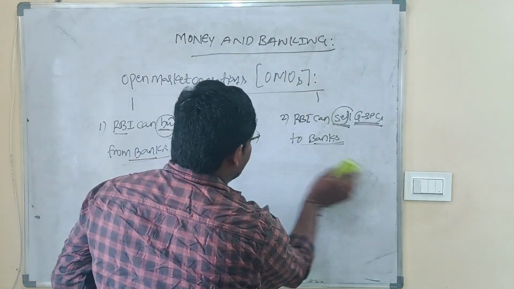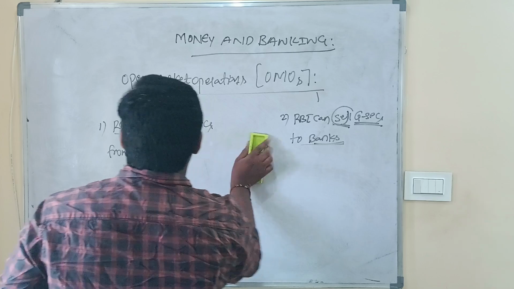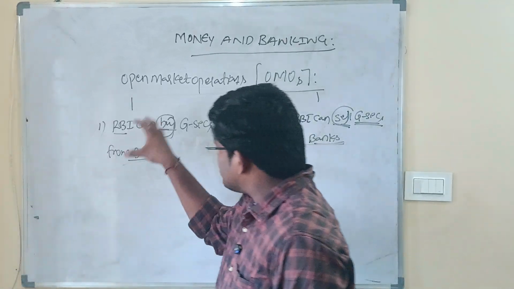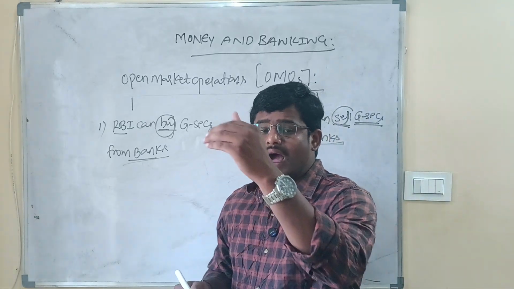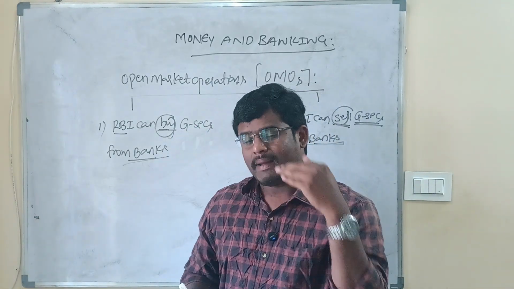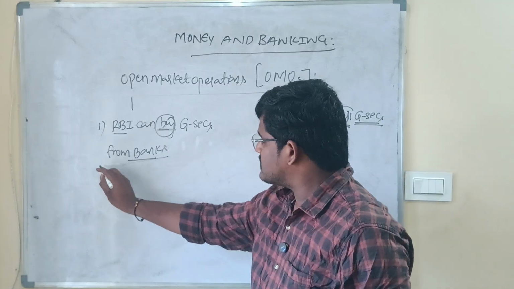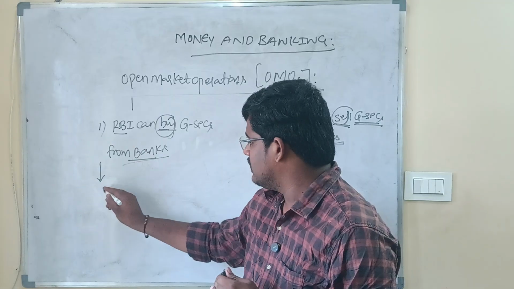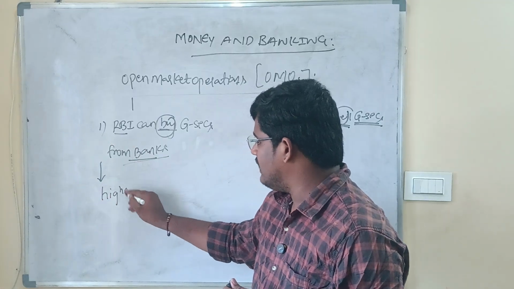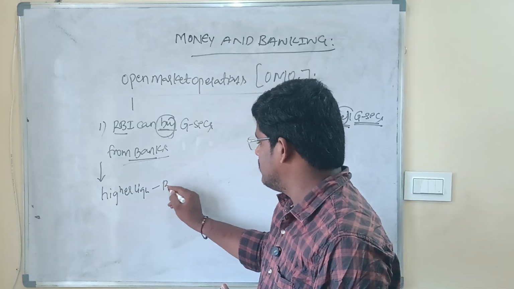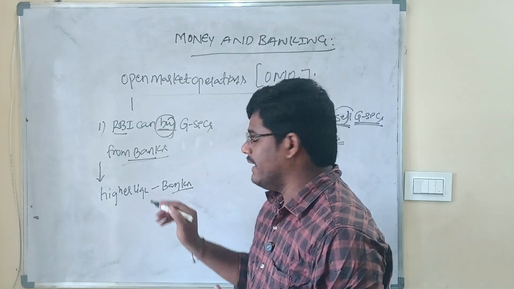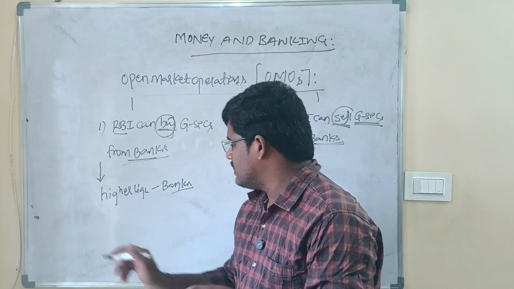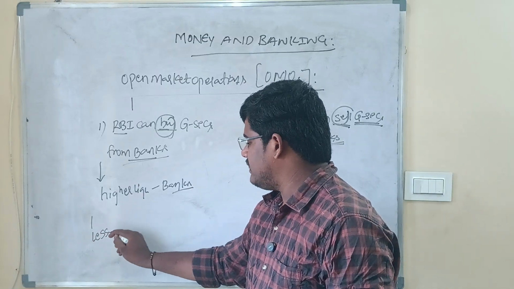Now if you look at the working of open market operations, the first type is where RBI purchases government securities. When RBI purchases government securities from banks, what does it mean? Now RBI provides funds to banks. Now there is higher liquidity with the banks. When banks have higher liquidity, what does it mean? More funds with the banks. More funds means a lesser interest rate.